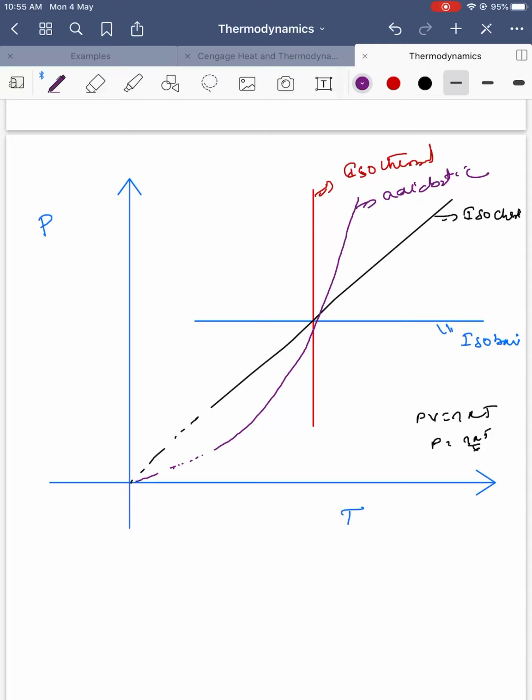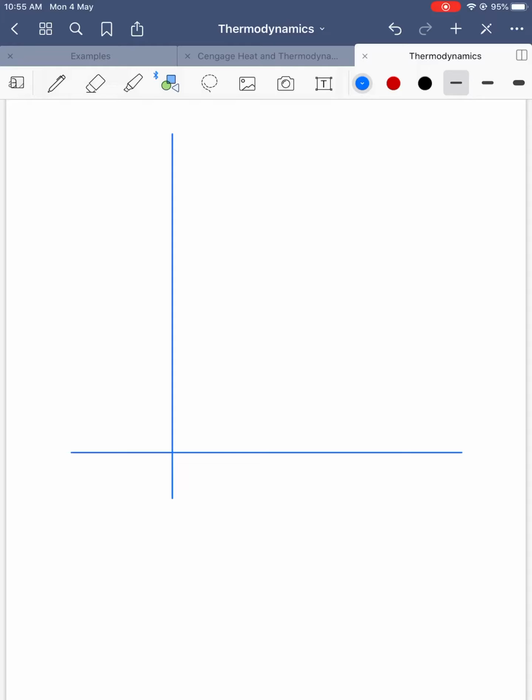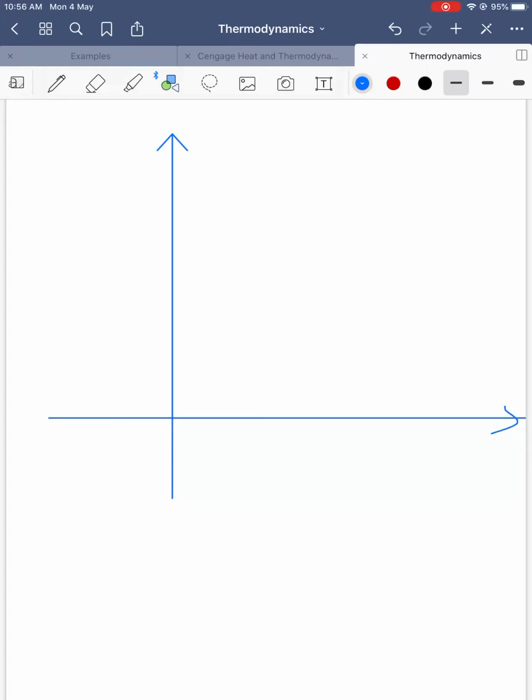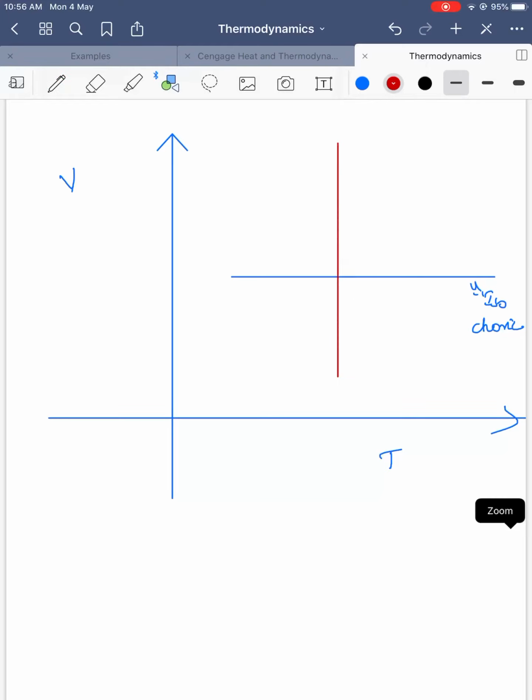Two types of graphs are done. Let's see the last type of graph. It is volume versus temperature. Here it is V and T. If it is horizontal, what kind of process is it? Isochoric process. And if it is vertical, what kind of process is it? Isothermal.